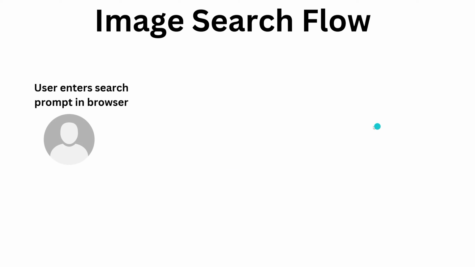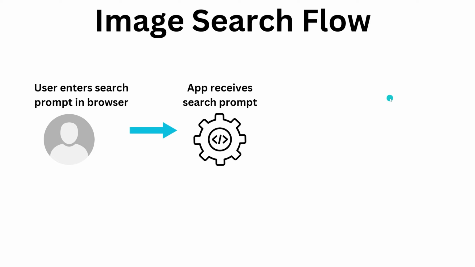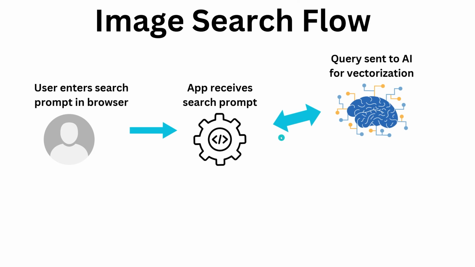So speaking of those queries, for the image search flow, the user is going to enter a search prompt into the browser and then submit that, and the app will receive that on the backend again. And then it's going to take that prompt from the user and send it to that same AI model for vectorization.